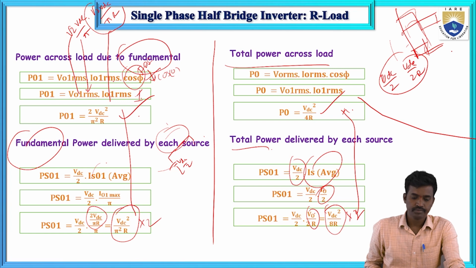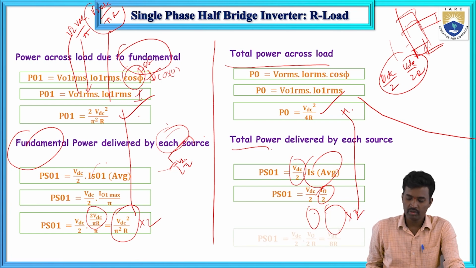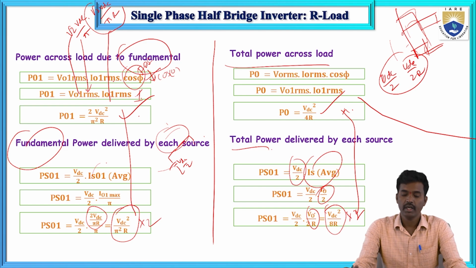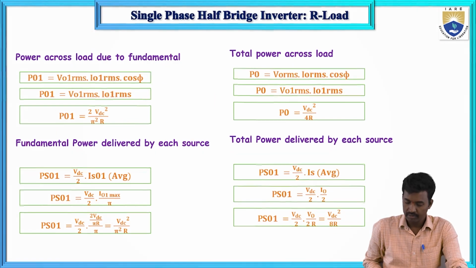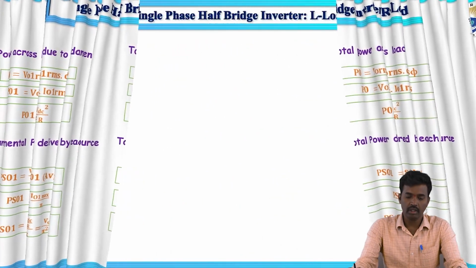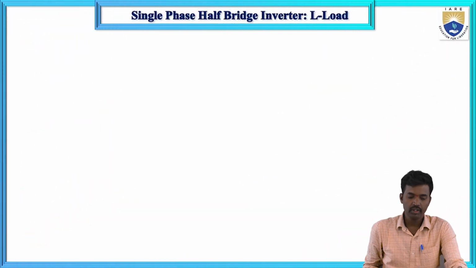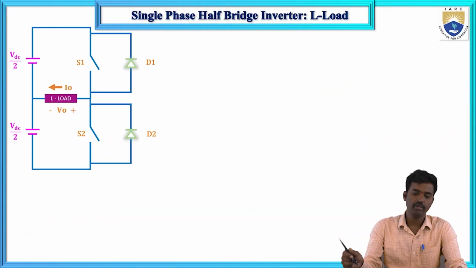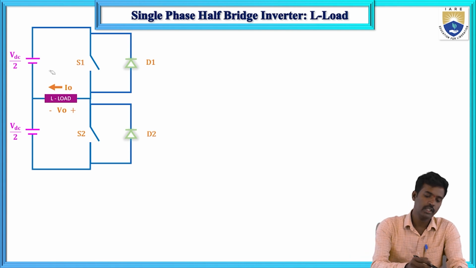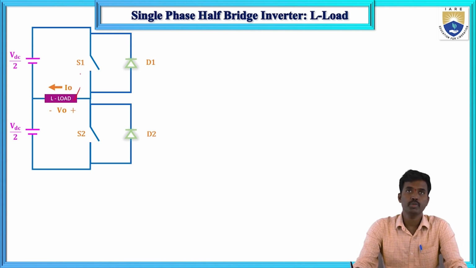Now all these are formulas, and this is for the R load. Next, what about the L load? Let us understand the single phase half bridge inverter with L load. Here is the circuit diagram for the L load. The only difference between the first one and the second is that I am changing the load, that is pure L.